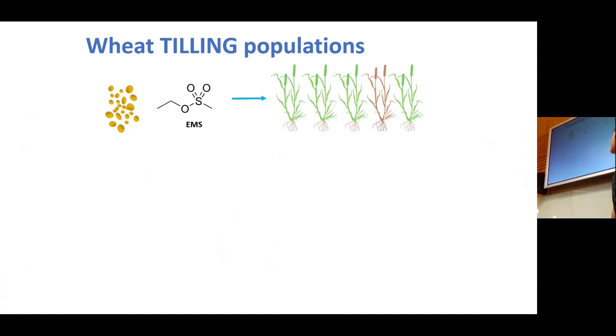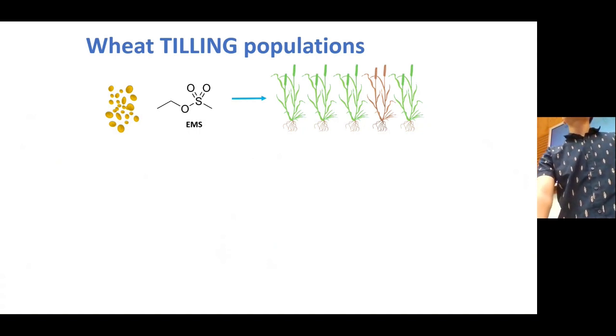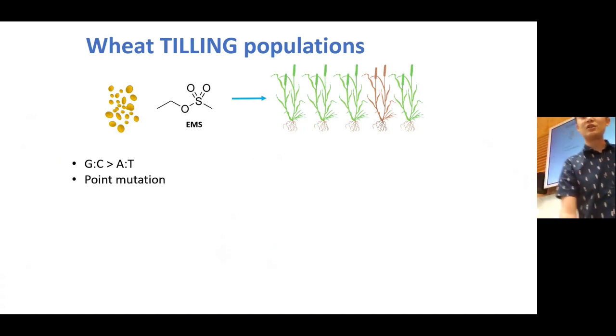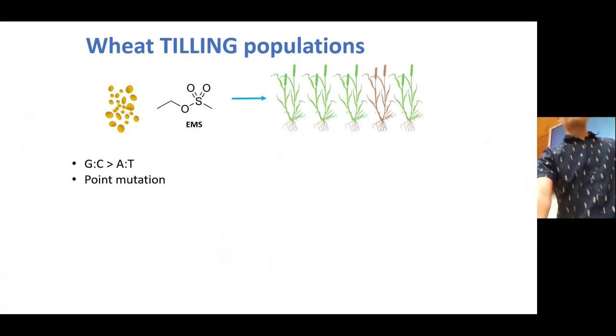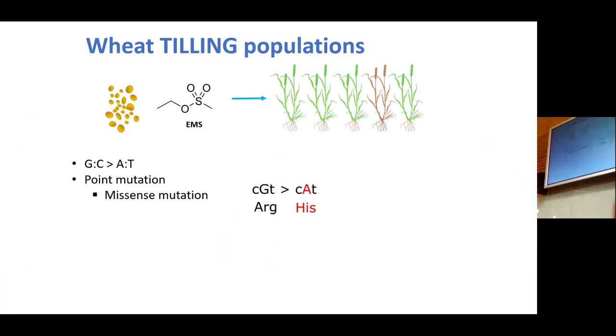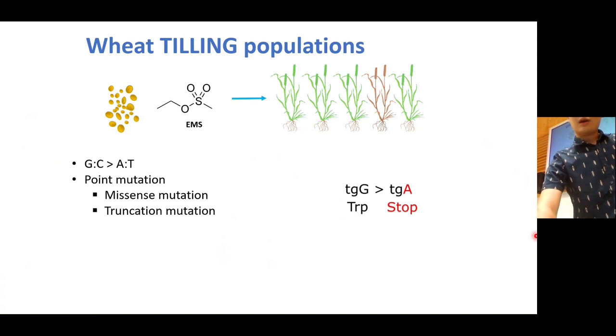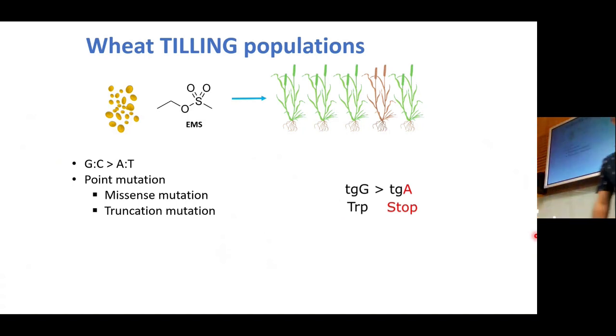So first, the seeds are treated with EMS, which is a mutagenic compound to produce mutations across the genome, and they're usually point mutations that make the GC to AT transition. And these mutations can in turn affect the protein that the gene codes for. For example, you might have a missense mutation. So here it turns from one amino acid to another one. Or you might have truncation, which can happen via a premature stop codon.